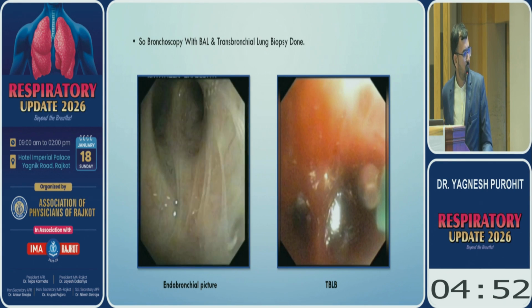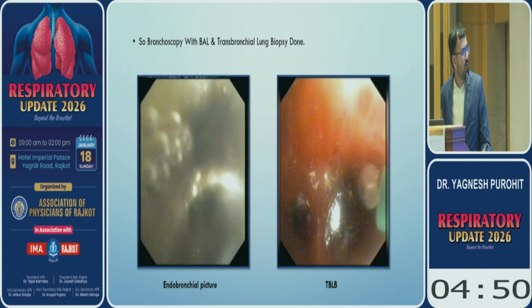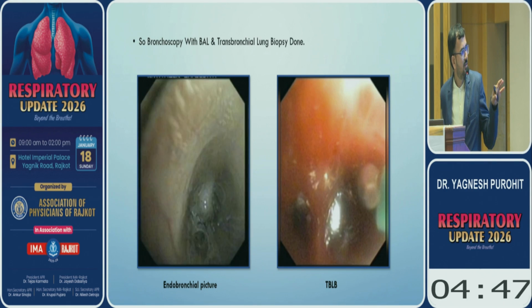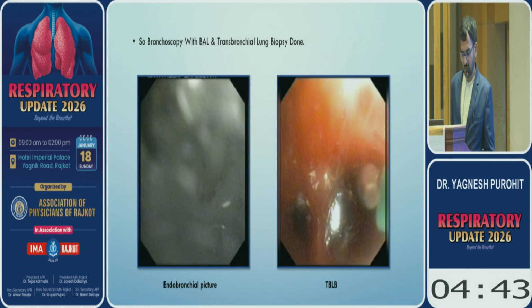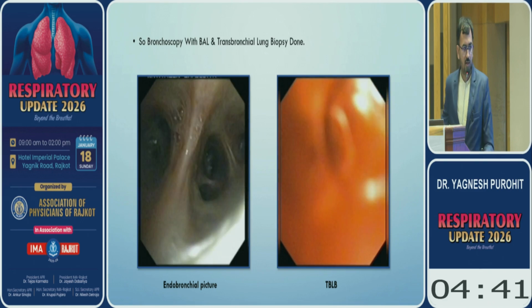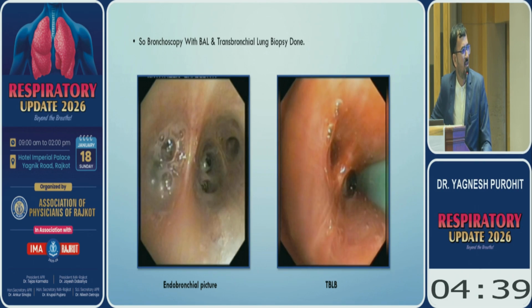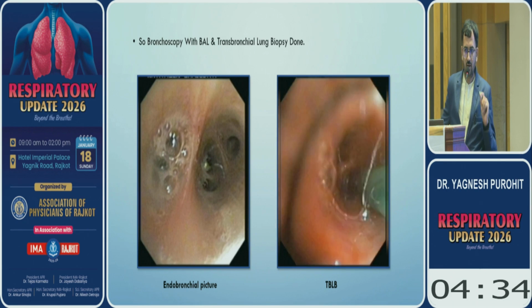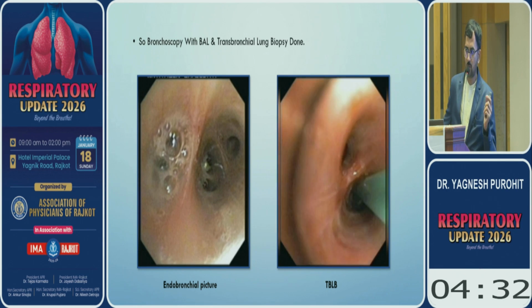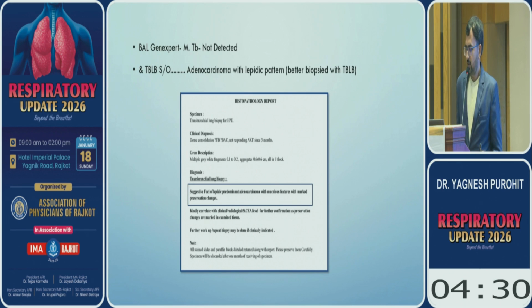The lesion was in the right lower lobe, but there was no endobronchial lesion except for this raised secretion. And then we have taken these transbronchial lung biopsies. In this, we generally insert the forceps, we wedge into the identified segment, and we generally do the transbronchial lung biopsy from there. And then report came, gene expert was negative for MTB, and TBLB suggestive of adenocarcinoma with lipidic pattern. So it was basically a bronchoalveolar carcinoma.